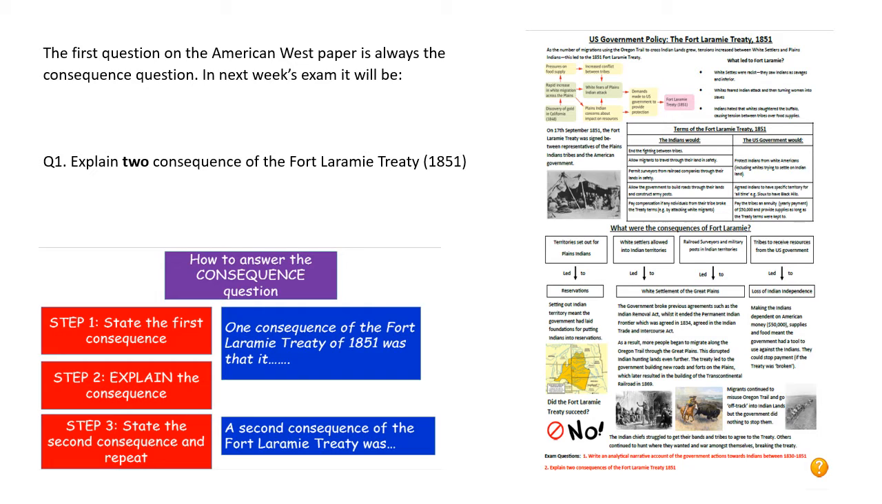Okay, so what I need you to do now is just in your book, put a heading, question 1, explain 2 consequences of the Fort Laramie Treaty 1851, and then just on to the next slide.